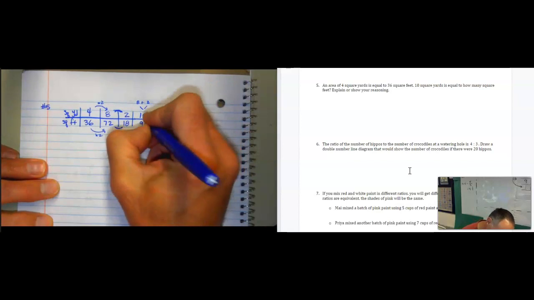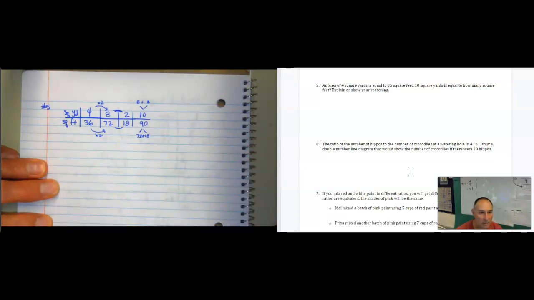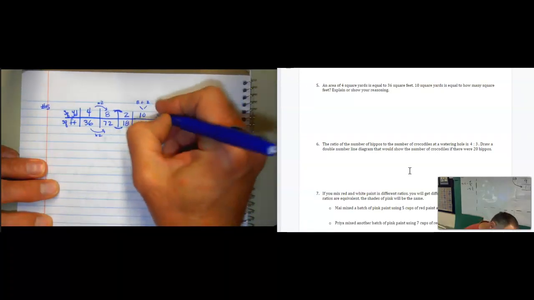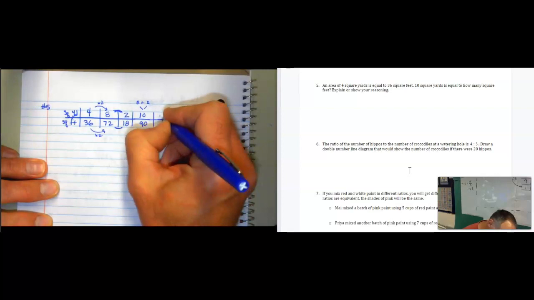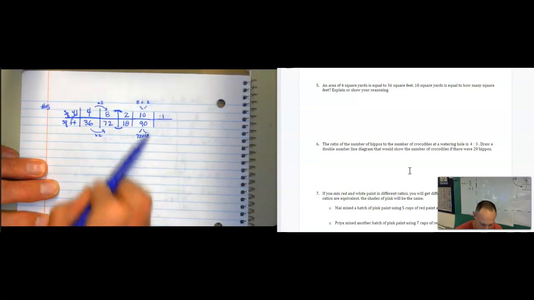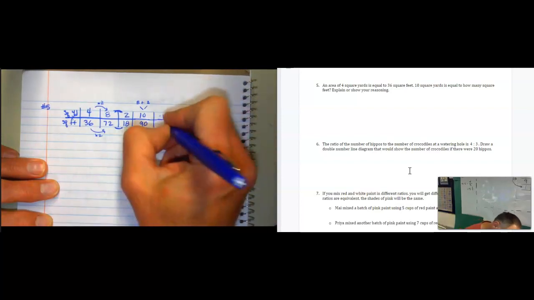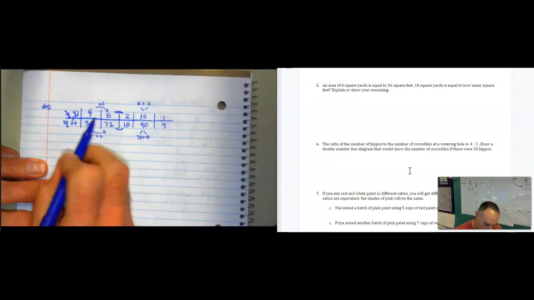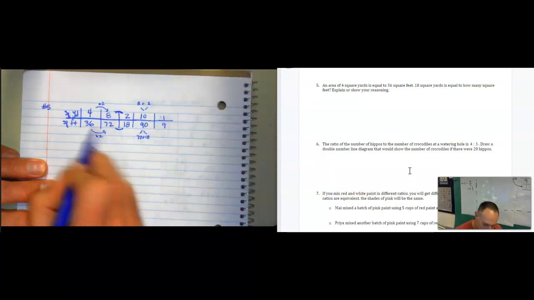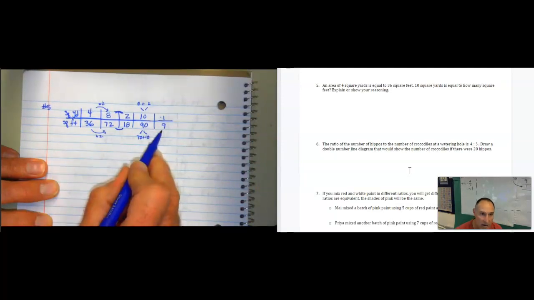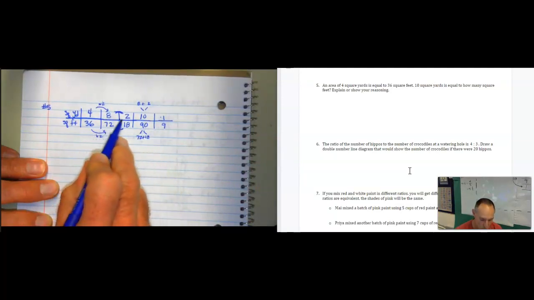Whoop, forgot my 0. 90. Okay? 10 to 90. Now, what's interesting is if I was to do this and say, 10 divided by 10 is 1, 90 divided by 10 is 9. 4 divided by 4 is 1, 36 divided by 4 is 9. 2 divided by 2 is 1, 18 divided by 2 is 9.